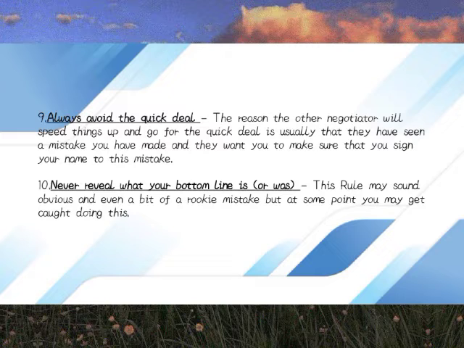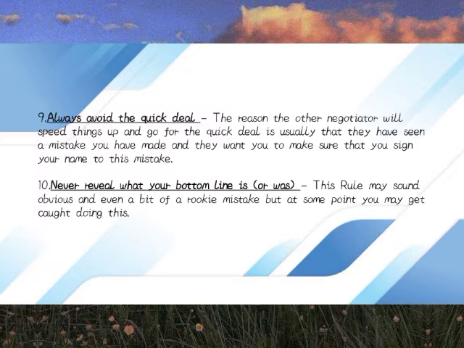Rule number 9. Always avoid the quick deal. The reason the other negotiator will speed things up and go for the quick deal is usually that they have seen a mistake you have made and they want you to sign your name to this mistake. Rule number 10. This is the last rule.